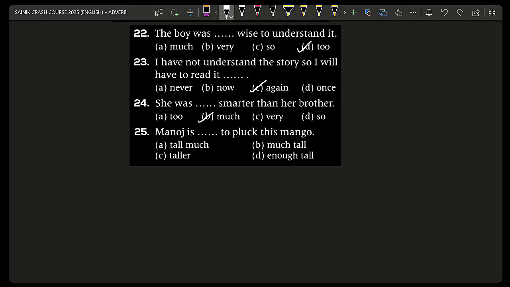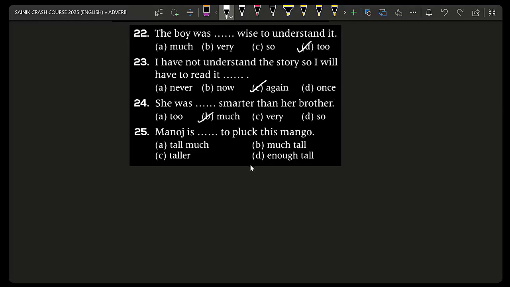Sir, option D. Much tall. Manoj is much tall to pluck this mango. No. Manoj is tall. Option D, sir. Enough tall. Yes, Manoj is enough tall to pluck this mango. There is a certain requirement of height to pluck the mango. He is enough tall. That means he has more than the required amount of height. So that is called enough tall. Manoj is enough tall to pluck this mango.